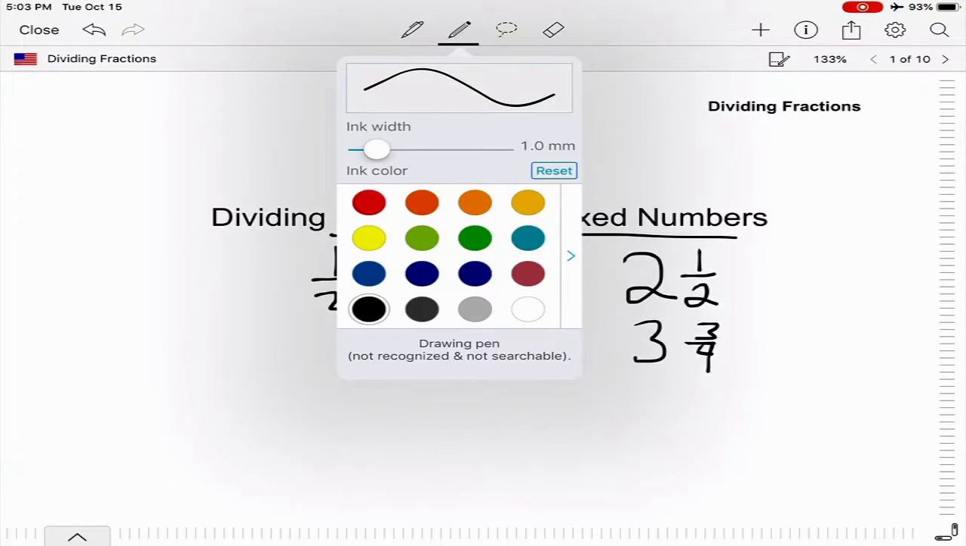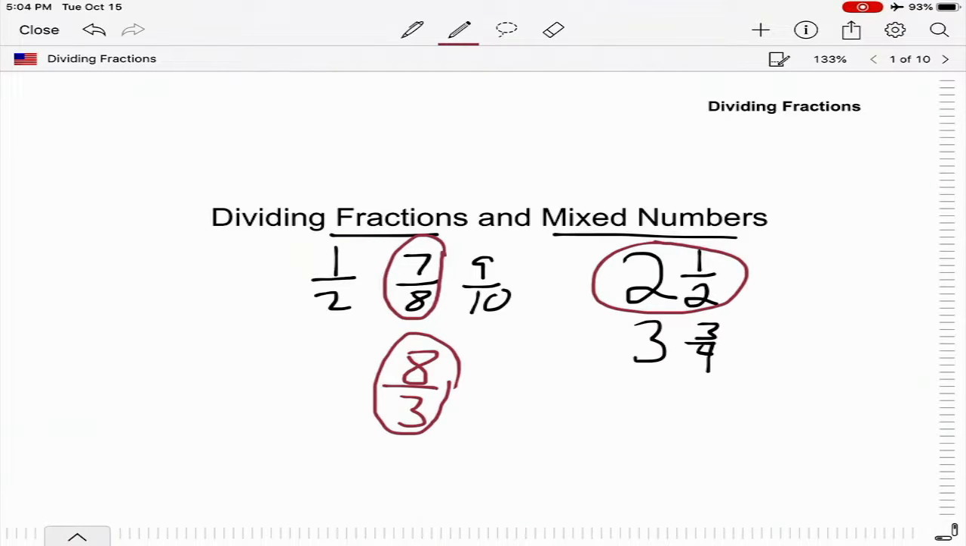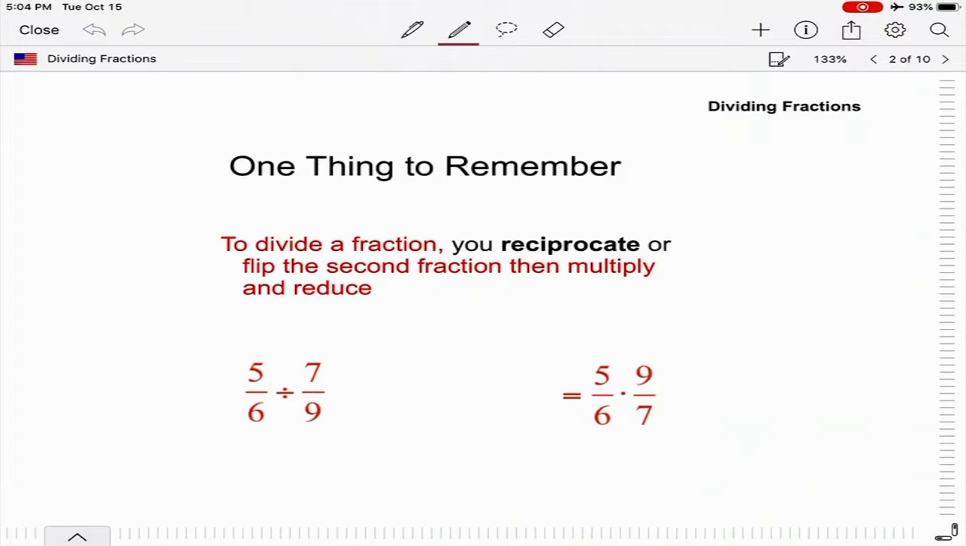You also have a third type of number, which is called an improper fraction, and that's when you have the bigger number on top and the smaller number on the bottom. So like 8/3 would be improper, 2 and 1/2 would be a mixed number, and 7/8 would be considered a fraction. Some people also call it a proper fraction. So listen, if you liked multiplying fractions, you're going to like dividing fractions because it's pretty much the same thing.